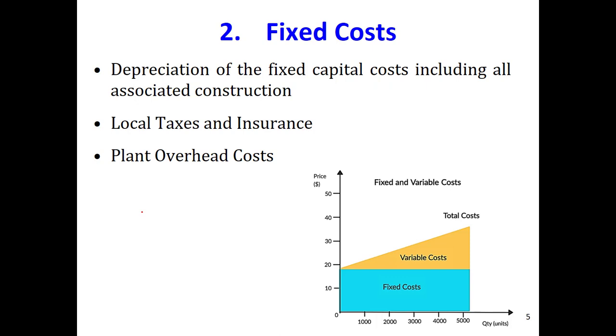Local tax and insurance, which you always have to pay, are also called fixed costs. Then planned overhead costs: we might have some overhead costs that we have to pay. Overhead can be vacations for the employees that you have to pay, retirement plans, and benefits that the employees have. Those are all considered fixed costs.